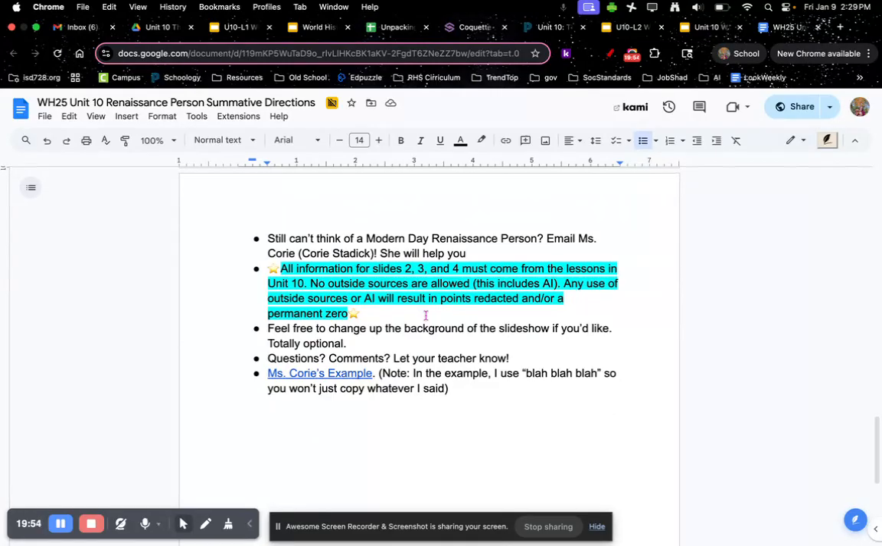All information for slides 2, 3, and 4 must come from the lessons in Unit 10. No outside sources are allowed. This is including AI. Any use of outside source or AI will result in points redacted or a permanent 0. Feel free to change out the background of the slideshow if you like. I know some of you like to do that, which is totally cool with me.